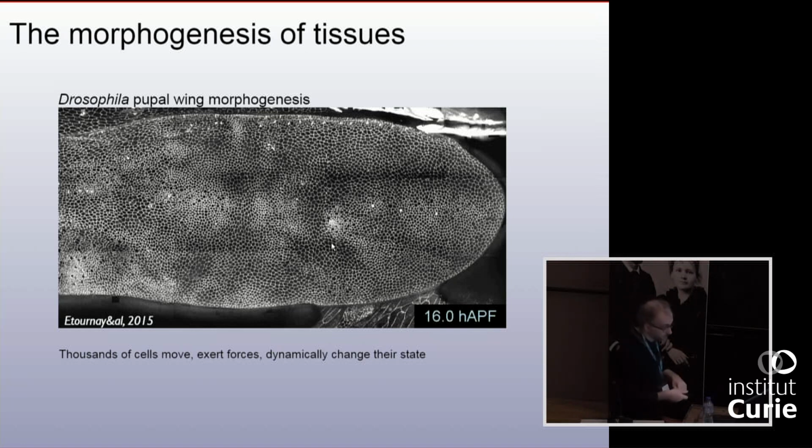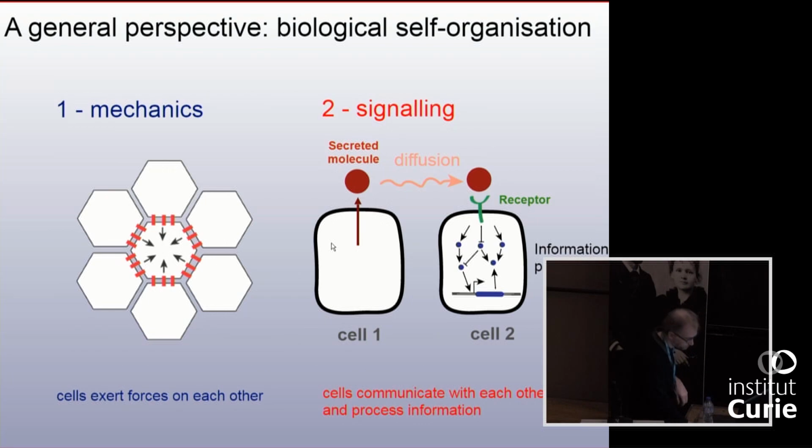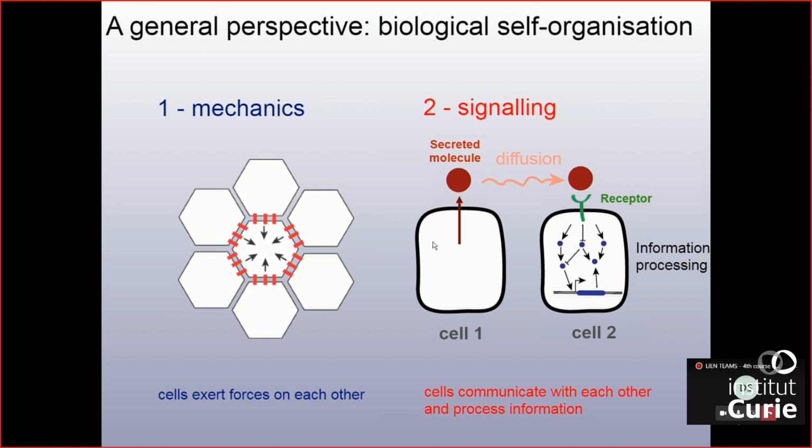But still, one can ask if one can describe this system on the scale of many cells. If one thinks about this question, there are several things to take into account. One is mechanics, and the fact that because the cells are moving, one needs to describe the mechanics of the system and the fact that cells are exerting forces on each other.